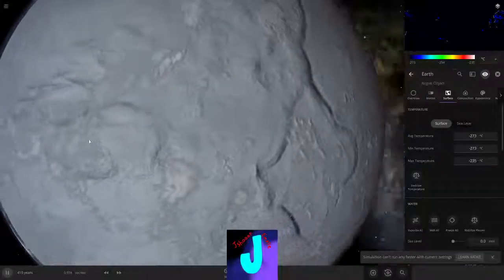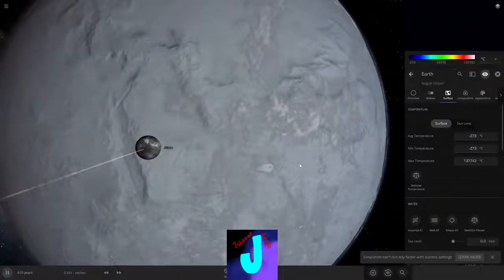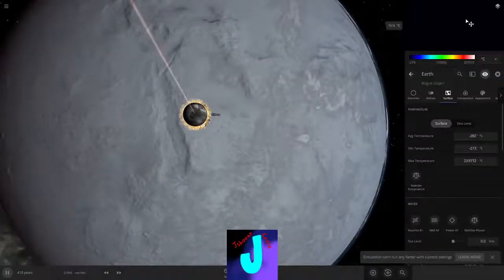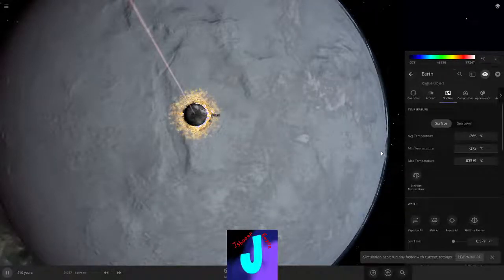Now, this object is burning through the atmosphere, and it's starting to collide. So if you look on the map, and if you look on the surface here, there is a huge pocket of warmth. Up to 100,000 degrees Celsius. Now the average temperature is still minus 265 because most of the surface is covered in permanent ice at absolute zero.